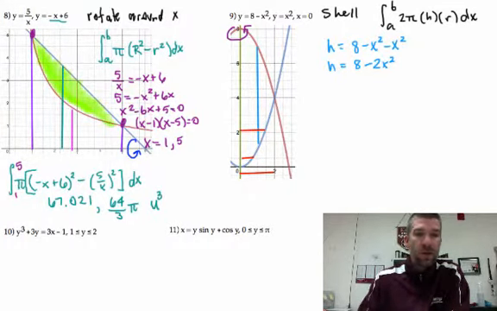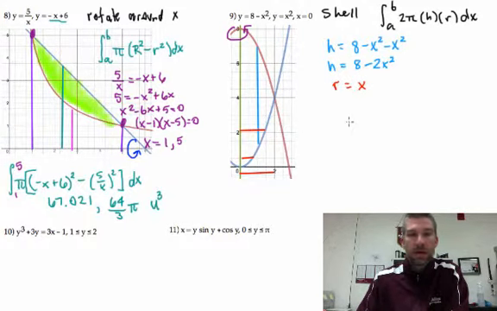So for this problem, our radius is just going to equal x, because whatever value x is, that's how big our radius is. So now we integrate this. And again, the integration part is not too tricky if you're doing it by hand. My kids can use a calculator.